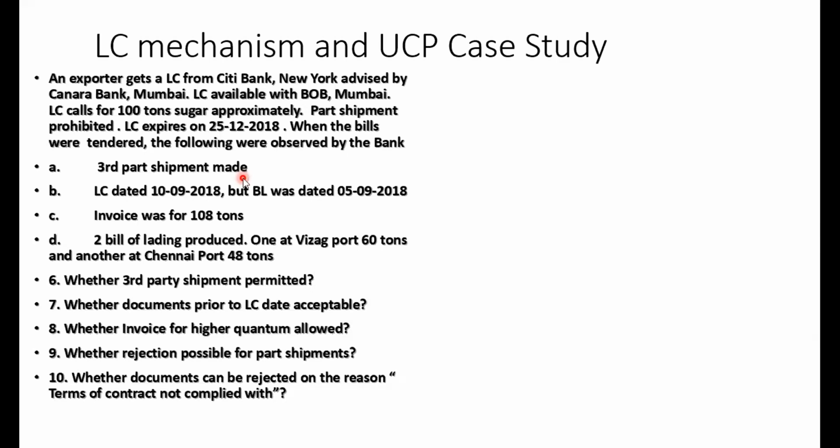Normally, they will not prohibit it because they want the goods. He will be the agent or it will be the sub-office, so their name will appear. So unless it is prohibited, third party shipment is permitted.